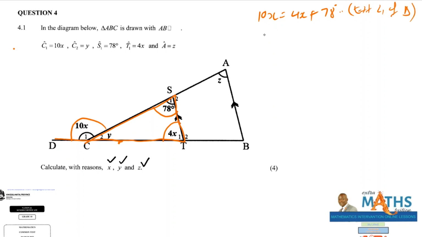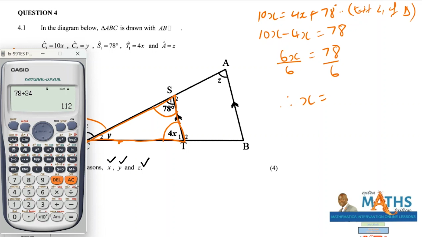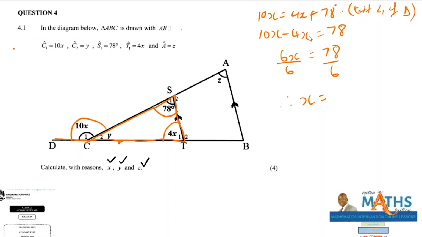Then take 4x across, it will be 10x minus 4x equal to 78. This will be 6x equal to 78. Then we divide by 6 both sides. It means x will be equal to 78 divided by 6. What is 78 divided by 6, guys? It is 13. It means your x will be 13.